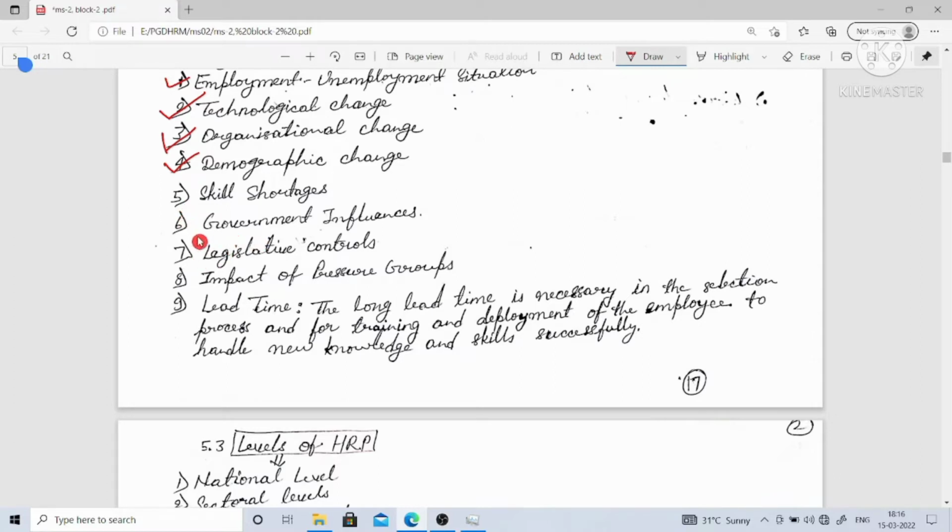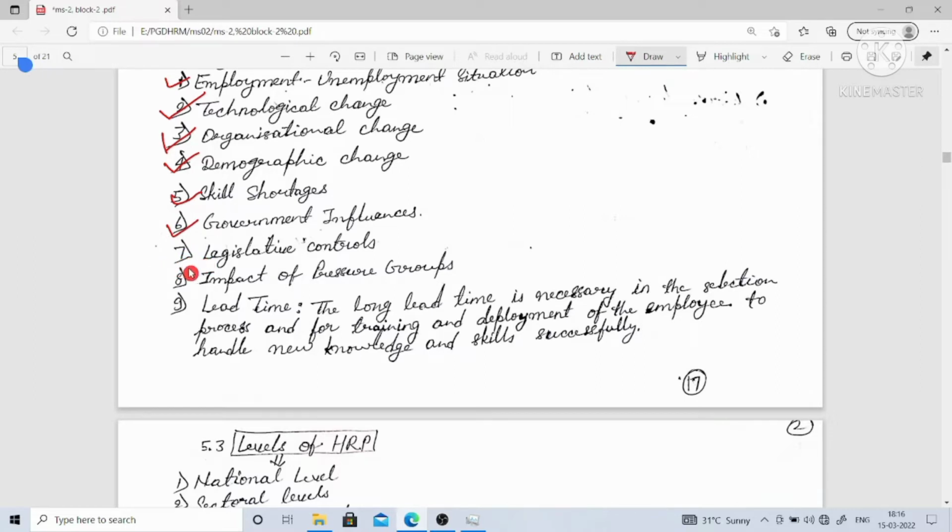Next given, government influences. Government also influences the activities of the organization, meaning how organizations should behave, how organizations should recruit and train employees, are also affected by government influences, because government, by legal proceedings, can make the organization do certain things.